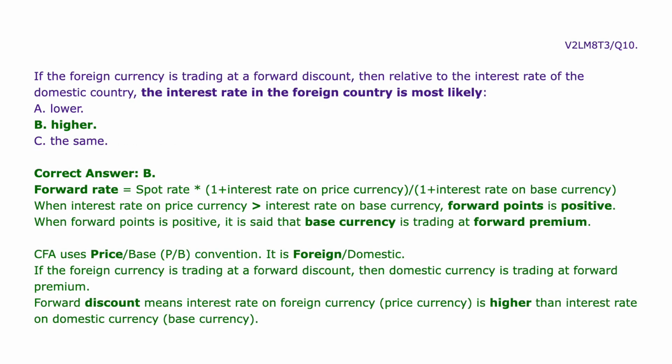Use covered interest parity formula. If the foreign currency is at a forward discount, the forward rate is lower than the spot rate. This happens when the foreign currency's interest rate, price currency, is higher than the domestic currency's interest rate, base currency.